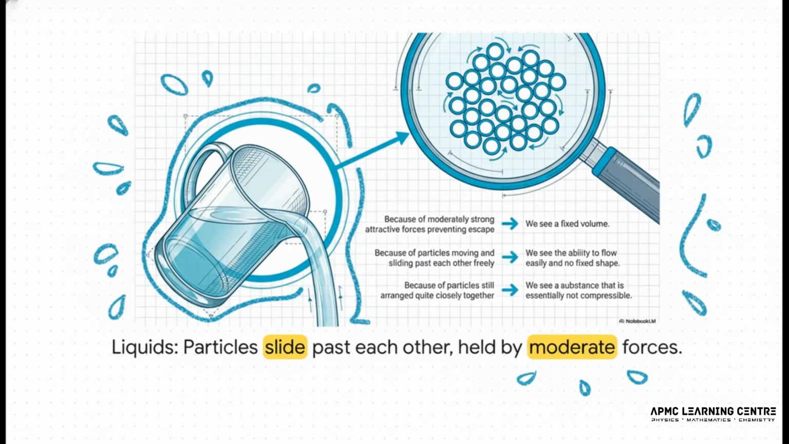Now, let's see what happens in a liquid. Here, the particles have a bit more energy. The forces holding them together are still there, yeah, but they're more moderate. This lets the particles break out of that rigid pattern and just slide right past one another. It's why water can flow and take the shape of any glass you pour it into.